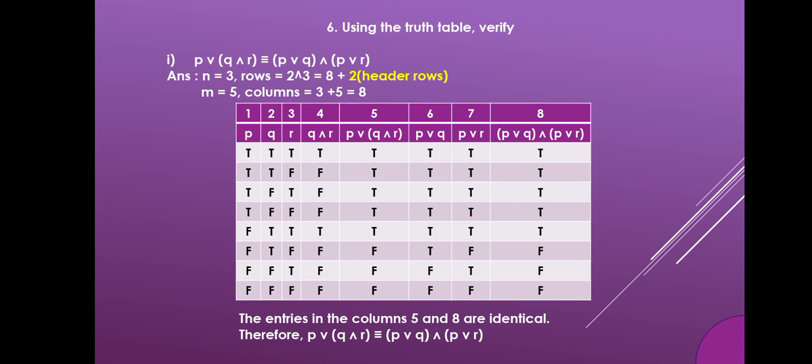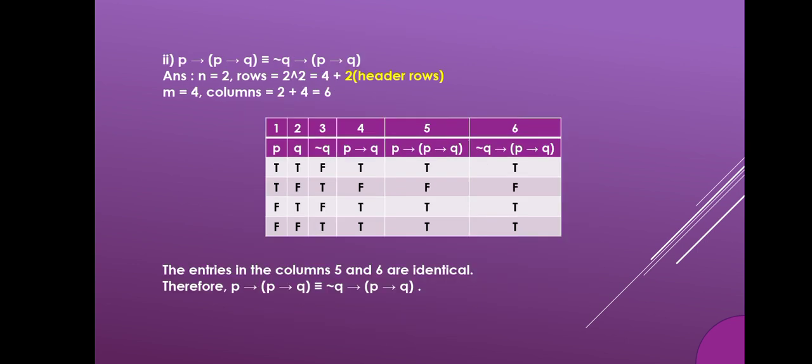Using truth table, verify P or Q and R is equivalent to P or Q and P or R. Here, follow the same process as in the previous ones, but the only difference is that we need 2 header rows instead of just 1, for numbering the columns as well. Pause the video for the solution.